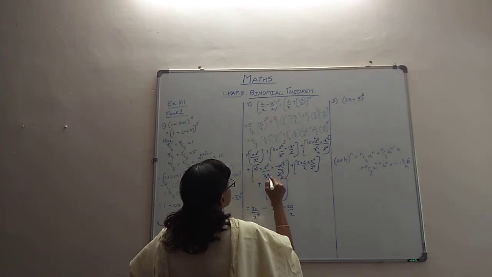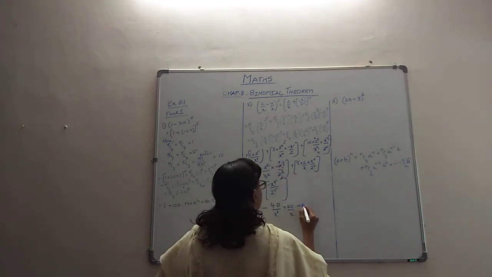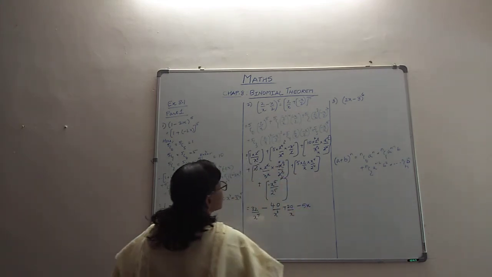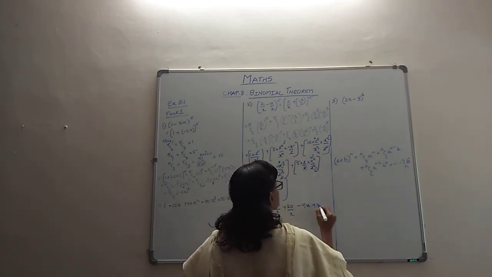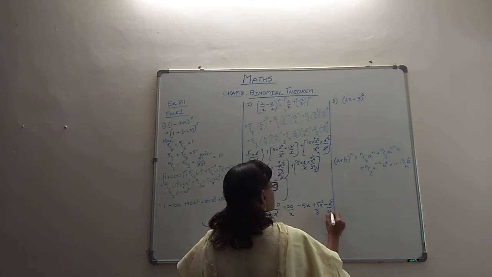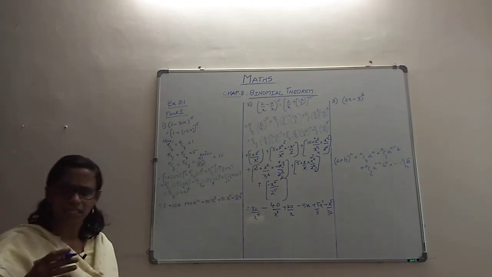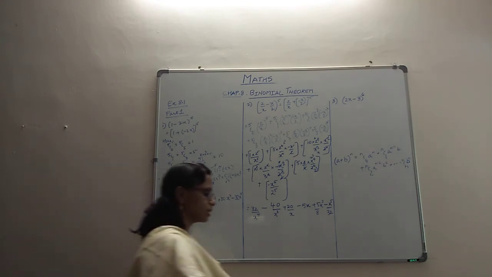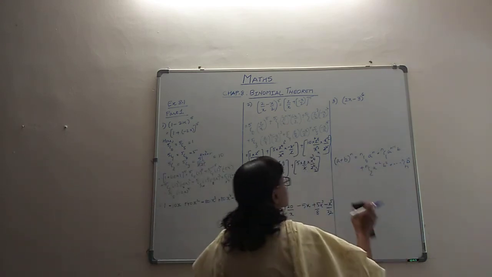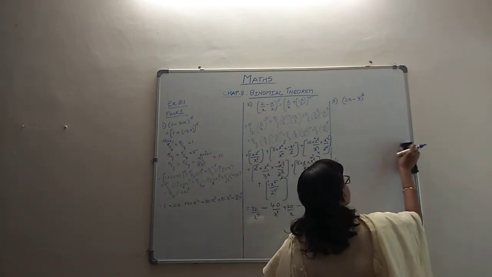And the x, minus 5x. Then this is x cube, and this is 2 cube. So 5 by 8 x cube. Last term, x raised to 5 by 32. Each term we are simplifying and we are saying what is coming up. So that's about this. Next question, 2x minus 3 whole raised to 6.